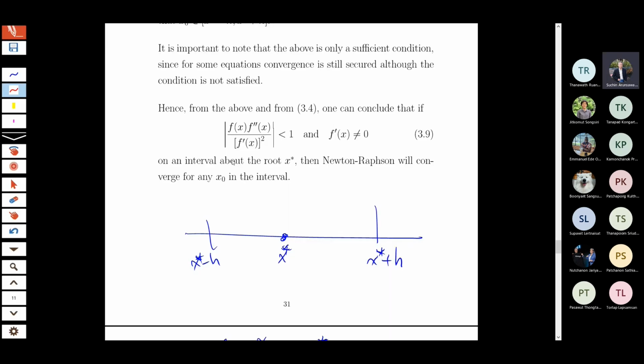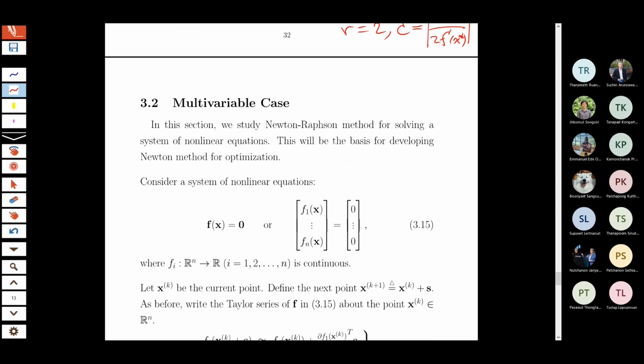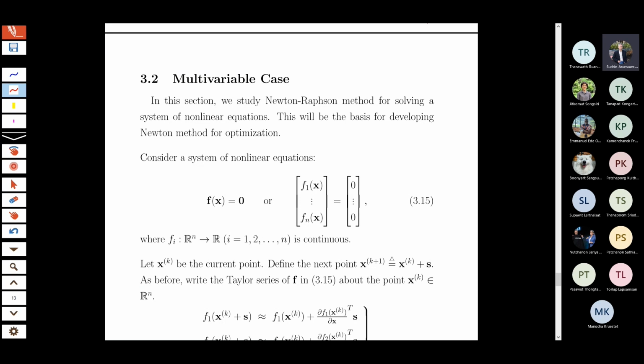The multivariable Newton-Raphson. So in this section, we study Newton-Raphson for solving a system of nonlinear equations. Therefore, the variable x in this case is a vector.